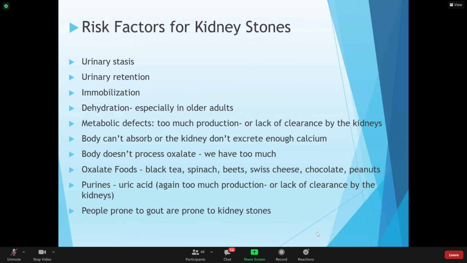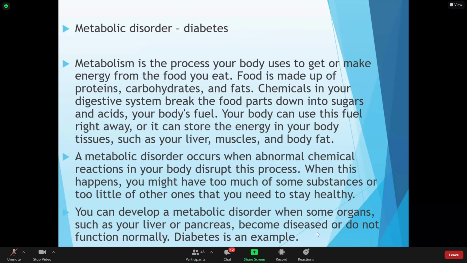Here's the risk factors. We just talked about it. I'm not going to read through them all again. Here's some of the foods that put people at higher risk for developing kidney stones: tea, black tea, spinach. This is if they have developed an oxalate kidney stone, and all that really is, is the makeup of the stone itself. Purines. Let me go over what purines are.